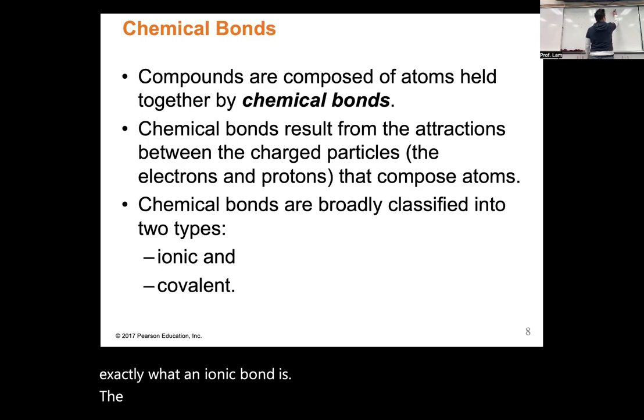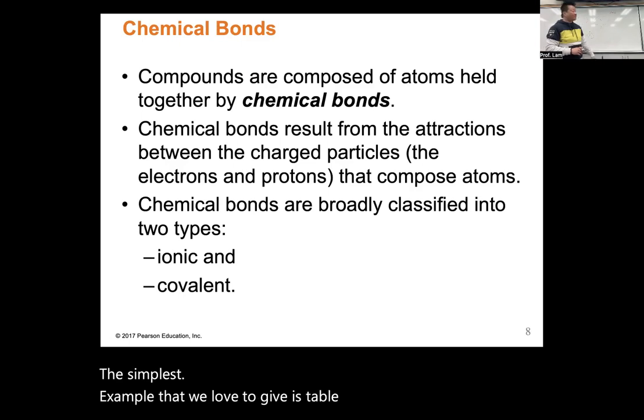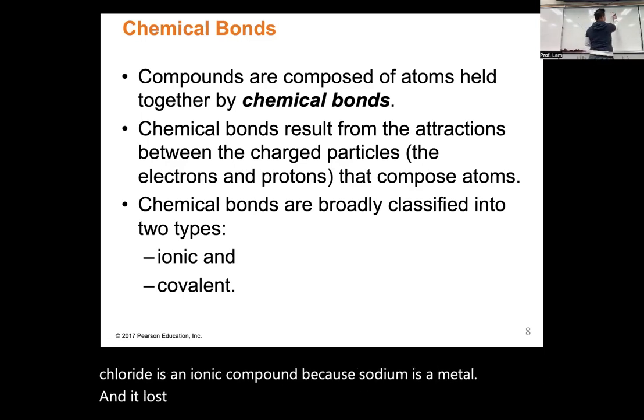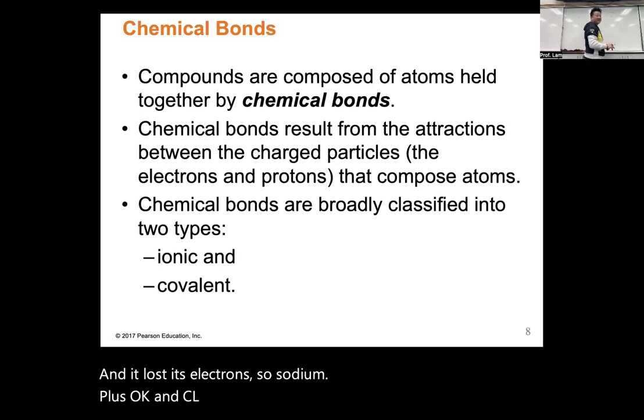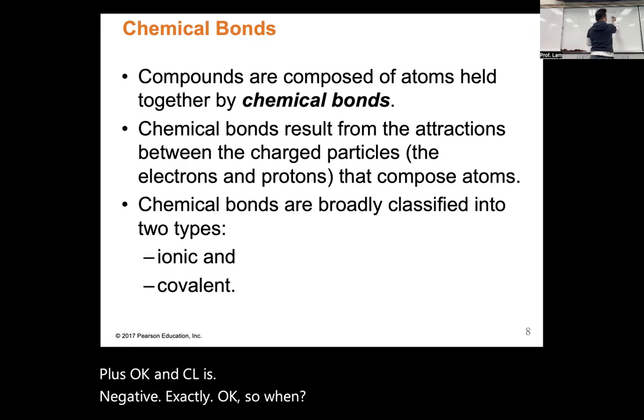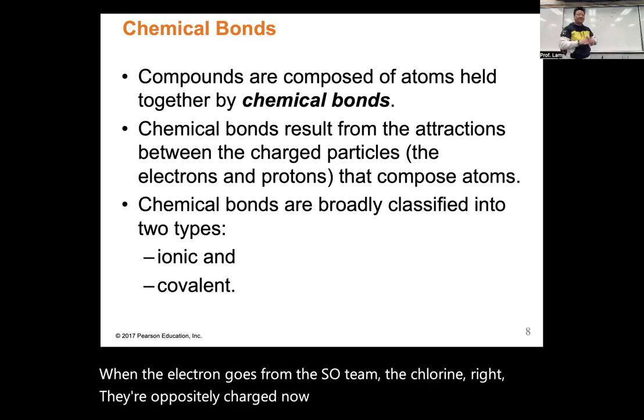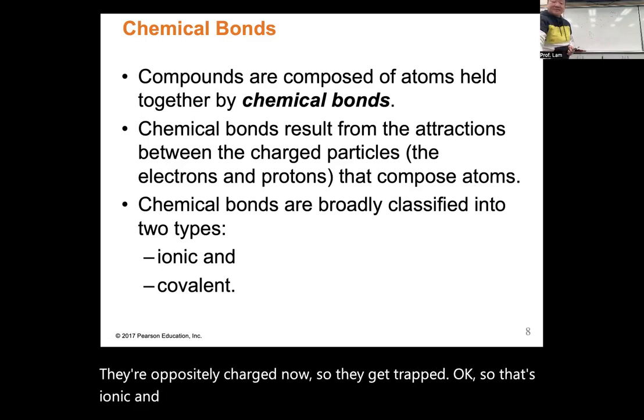The simplest example that we love to give is table salt, sodium chloride. Sodium chloride is an ionic compound because sodium is a metal and it lost its electrons. So sodium is plus, okay? And Cl is negative. Exactly. So when the electron goes from the sodium to the chlorine, they're oppositely charged now, so they attract. So that's ionic.